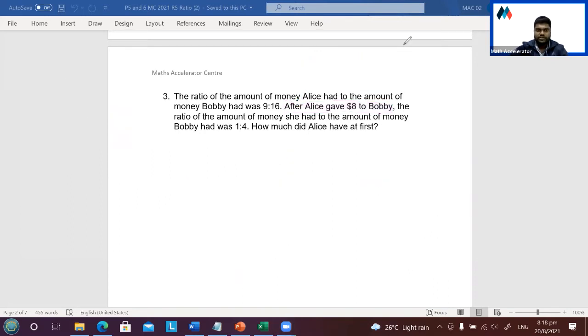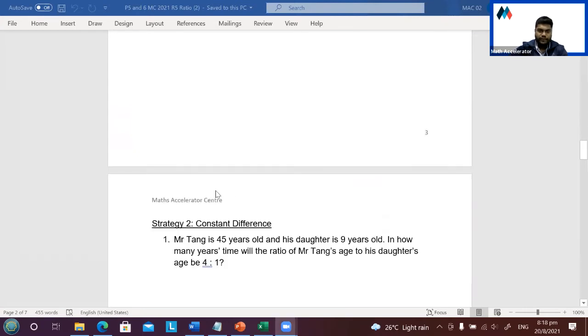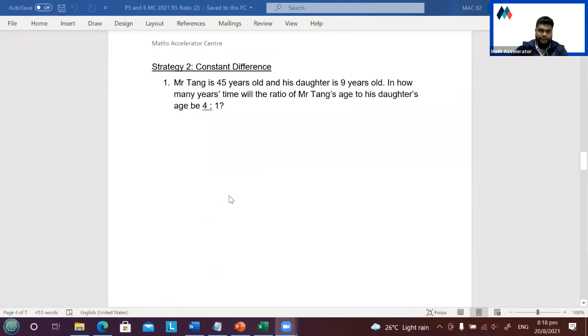Okay, now let's go to the next question. Okay, so this question is a classic question that tends to appear in your exam all the time, okay? Mr. Tang is 45 years old and his daughter is 9 years old. In how many years' time will the ratio of Mr. Tang's age to his daughter's age be 4:1?